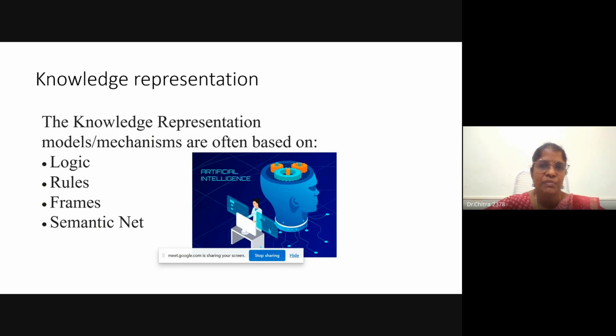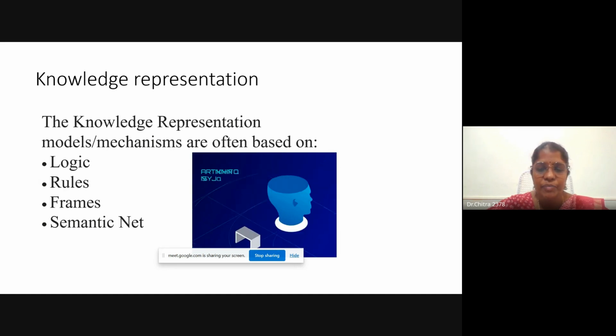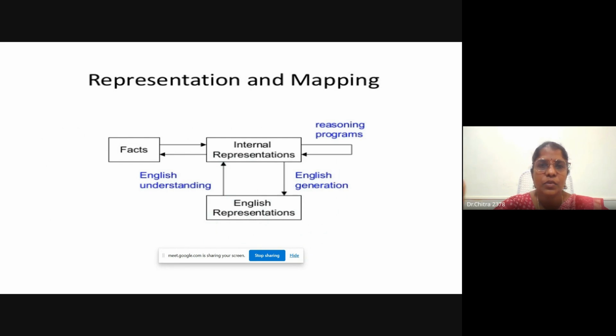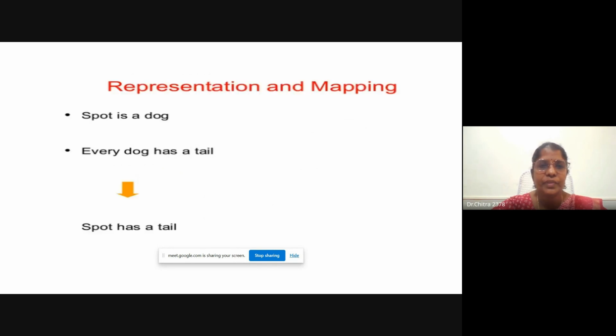Next one is the frames representation. Here you use a structured methodology. And next one is the semantic net. In the semantic net, you are using a graph based representation. This is the overall representation in the AI. First, facts are given, then facts are internally represented in terms of rules or flow diagram or anything else, and that is processed, and based on that, the knowledge is developed, and knowledge is represented to the human.